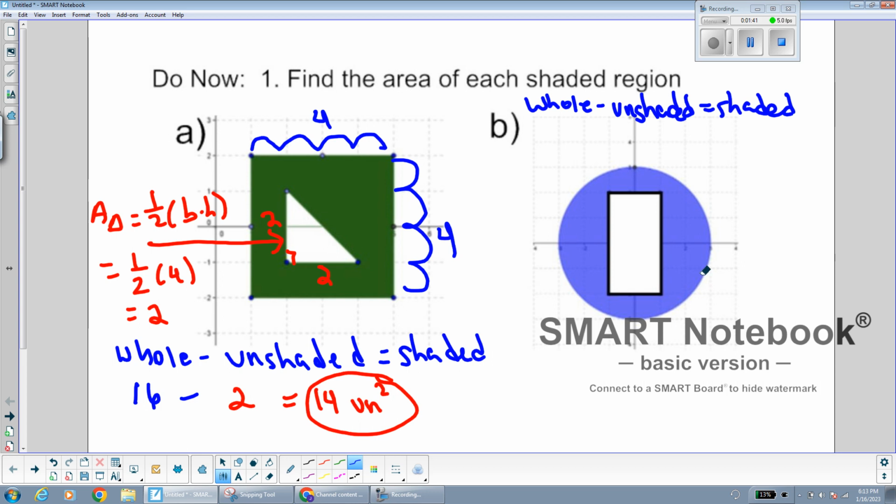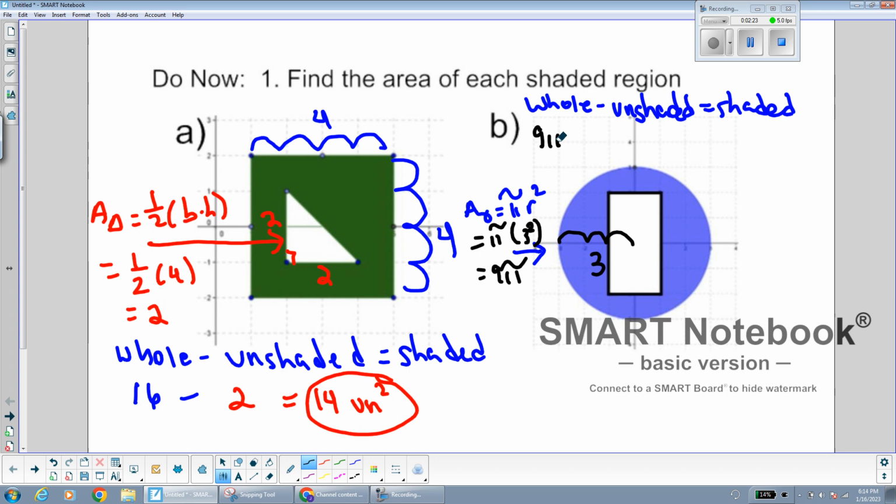So the whole thing here is a circle. So the area of a circle equals pi radius squared. The radius is halfway across the circle, from the circumference of the circle, I should say, to the center. So here that's 1, 2, 3. So here the area of the circle is pi times 3 squared, or 9 pi.